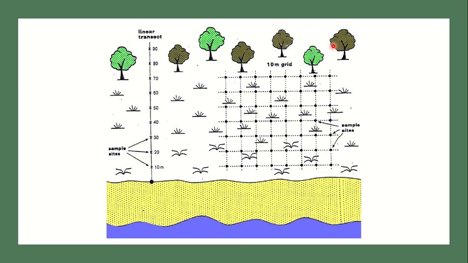Here's a grid sampling, and it's just a more elaborate version of the same thing. And you can see that we have systematically divided a study area up into 10-meter grids, and we can sample sites systematically within this, always knowing that we are 10 meters from the last sample site that we took.